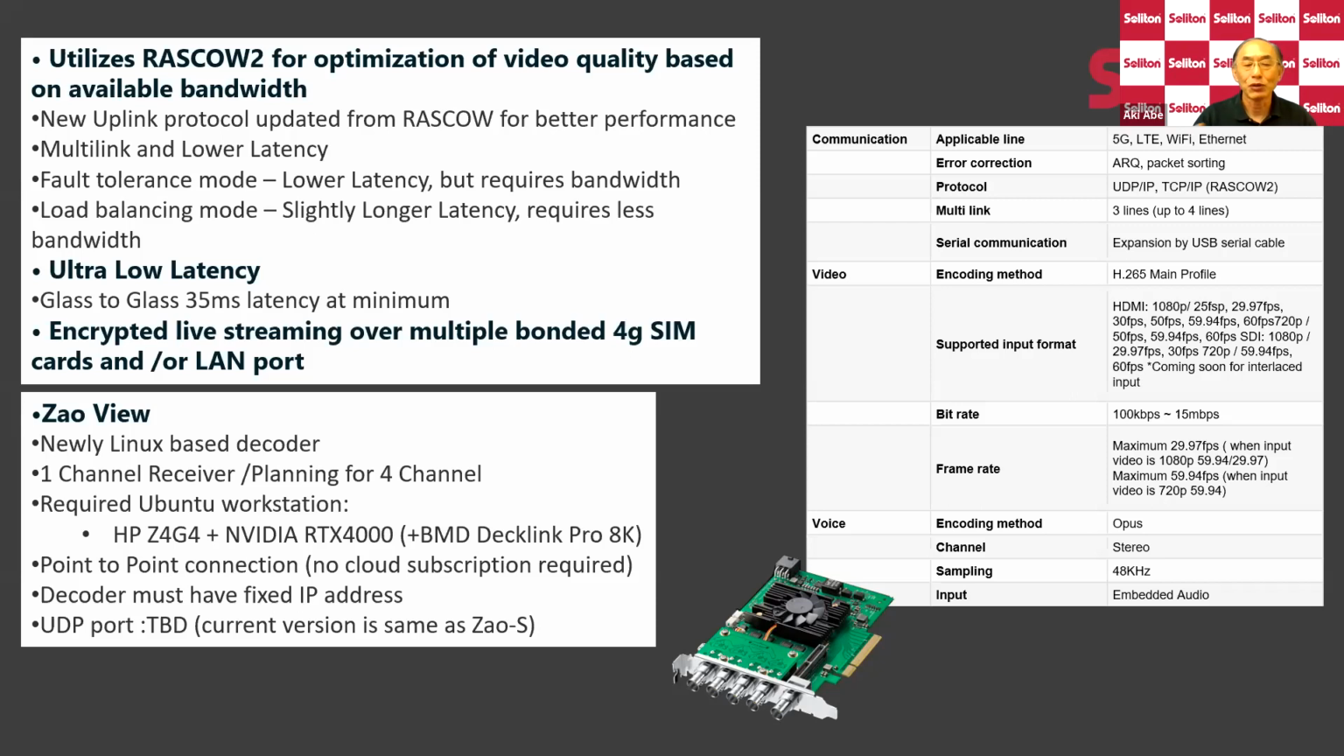As usual, we need a fixed IP for receiving the video from the outfield, and we use UDP. The current version is the same as Zao-SH. Very simple, but importantly, the resolution at this moment is HD quality, 1080p, with approximately 30 frames per second output. Even if your camera is 1080p 60 frames, at this moment we will output 30 frames per second. That's the maximum resolution we can put out.